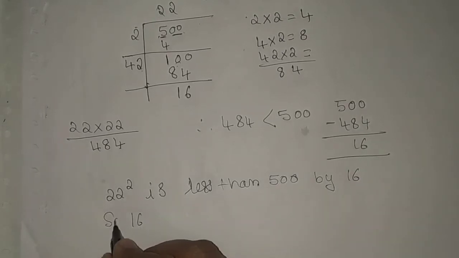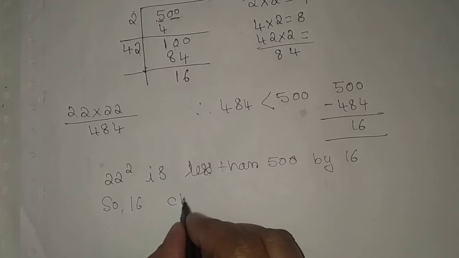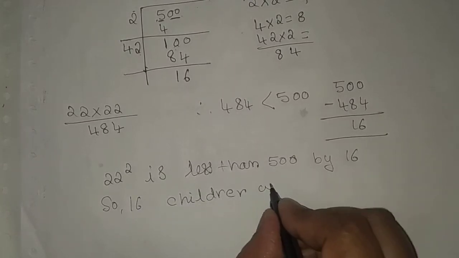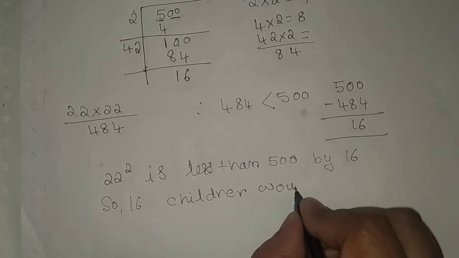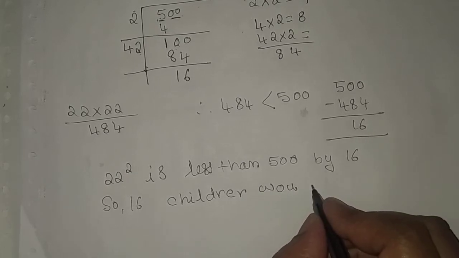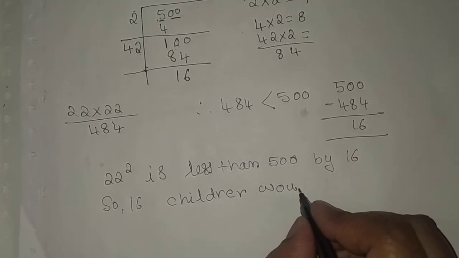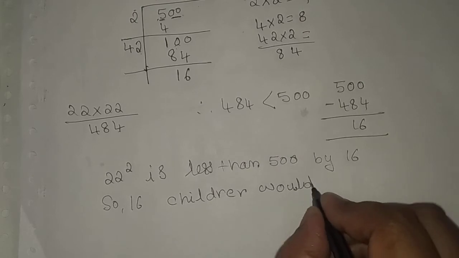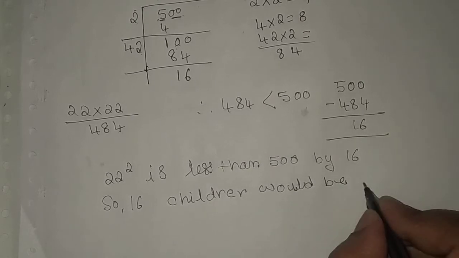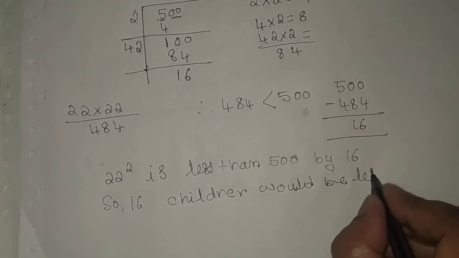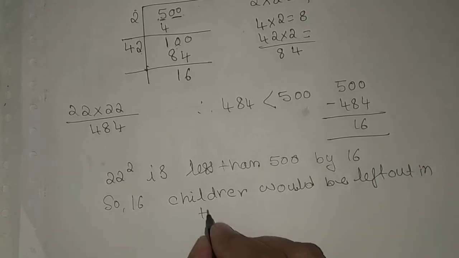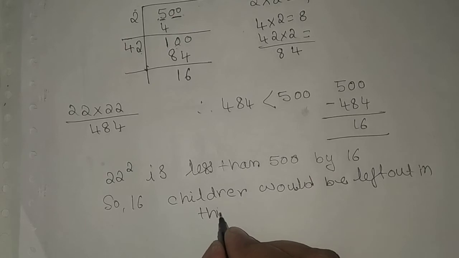So 16 children would be left out. In the columns and rows they have asked the question, how many children would be left out in the arrangement. So the students, out of 500 we got only 16 children are left out in this arrangement. So 16 is the answer.